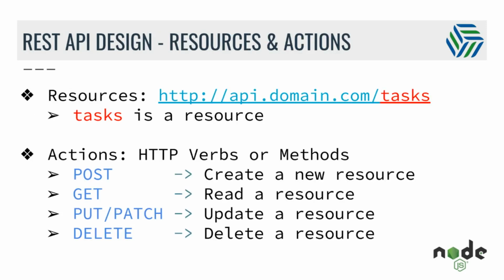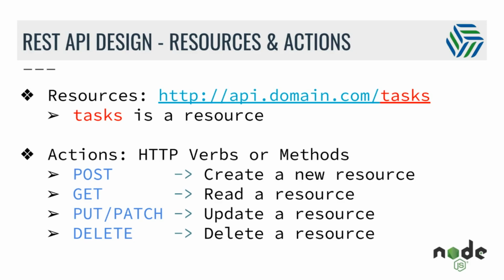As I mentioned before, REST is basically defined by resources and actions. The resources are defined by using a URI. In this case, we have tasks, and in order to execute operations in a RESTful API to manipulate those tasks, we have these 4 HTTP verbs or methods. 5 actually, if we consider the patch HTTP method.